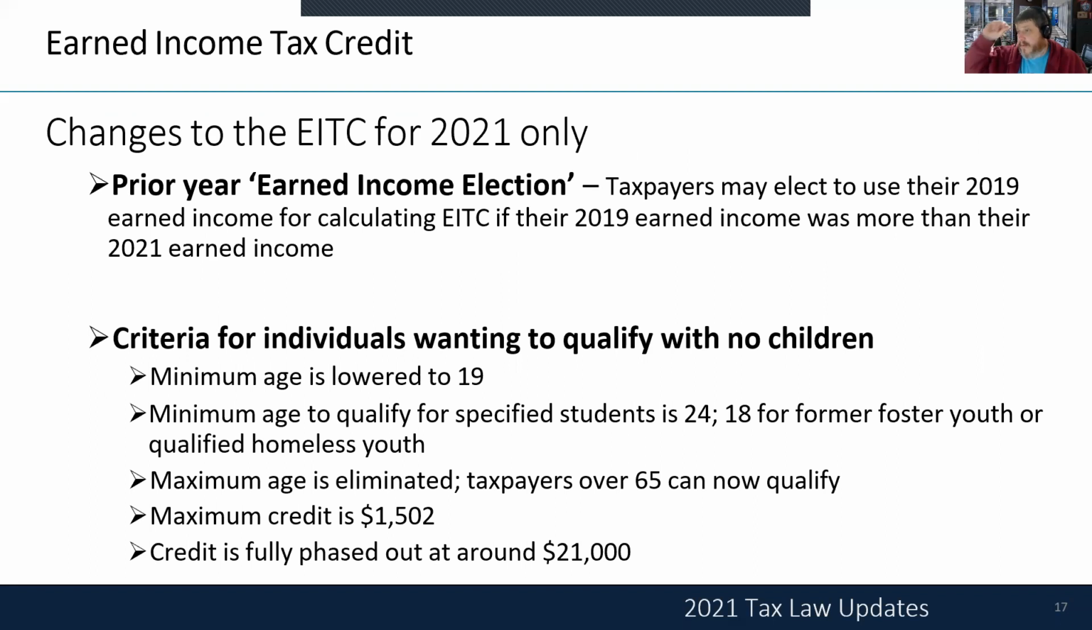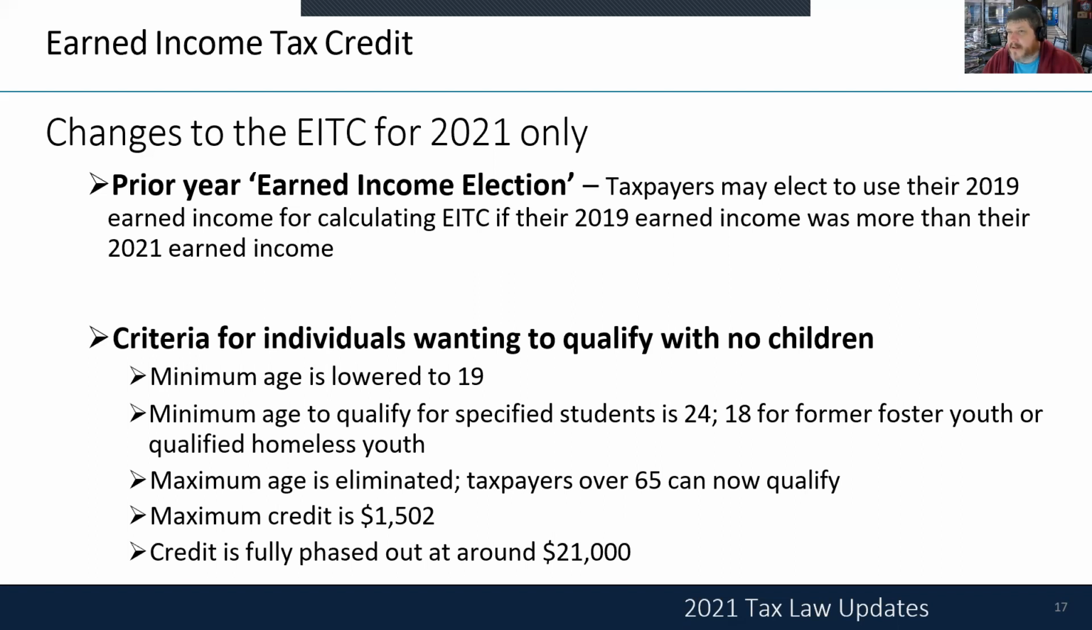So, a couple of things that have changed. Prior year earned income election. Taxpayers may elect to use their 2019 earned income. That's not a typo. It is 2019. I know it says prior year, but it's not. It's 2019, if their 2019 earned income was greater than their 2021 earned income. Essentially, we saw this last year, where they could use their 2019 earned income to calculate EIC if their 2019 earned income was greater than their 2020 earned income. Well, the same thing applies for 2021, except there is a slight caveat.